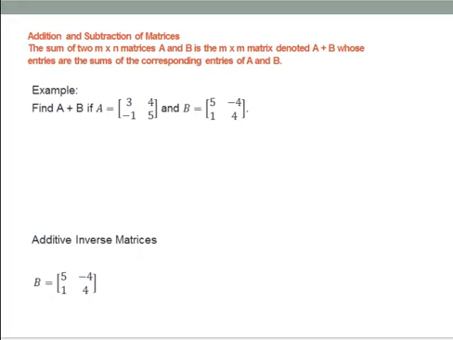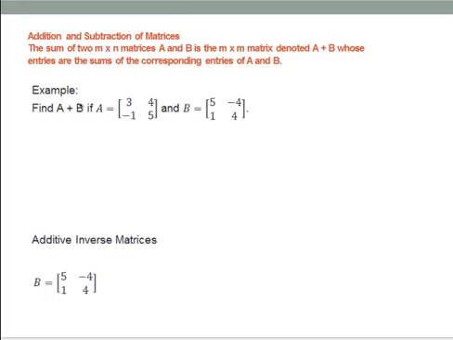If you want to add matrices or subtract matrices, all you have to do is first of all make sure they're the same size. If they are the same size, you just add or subtract corresponding elements. If they're not the same size, then that operation is just undefined.